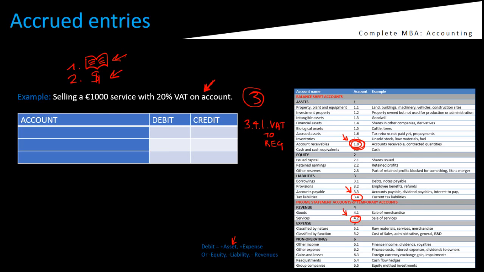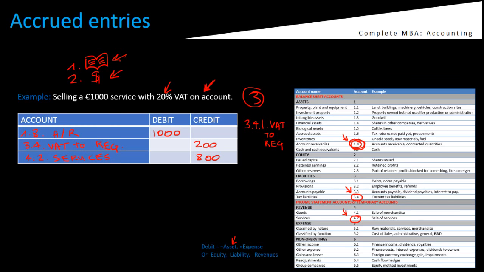So let's check how it is. First, the debit is 1.8, which is accounts receivable, and we're receiving 1,000 euro for this service. The other ones are 3.4 VAT to regularize, and 4.2 services. Remember that they have to sum the same, and we know that there is a 20% VAT, so the 20% is going to VAT to regularize and the rest is going to services.